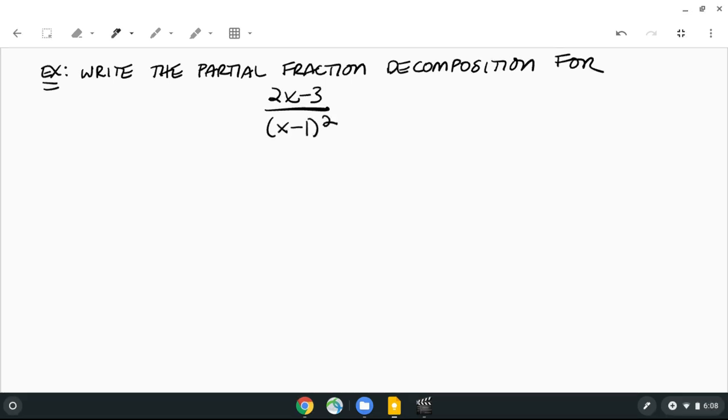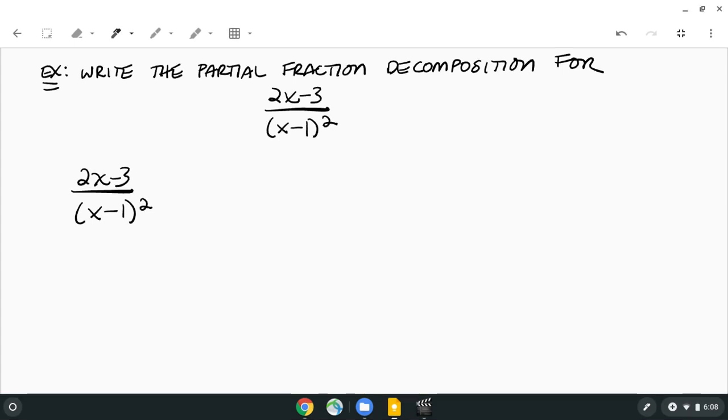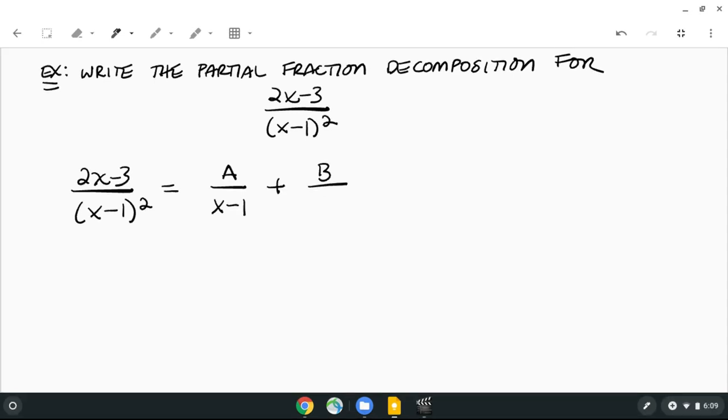All right, so let me bring the problem down here: 2x minus 3 over x minus 1 quantity squared. The denominator is already factored, and we see that it's a repeated linear. So this is the one where you have to have one for every single power until you get to 2. So we'll have a fraction for x minus 1, and then we'll also have one for x minus 1 squared. So there's our setup.